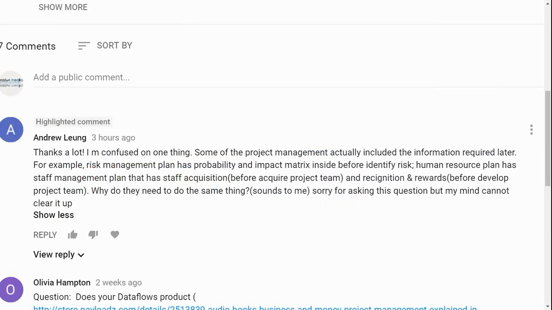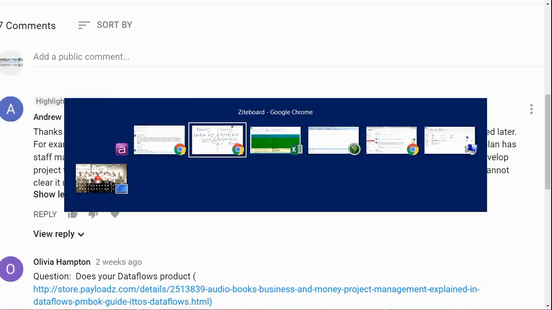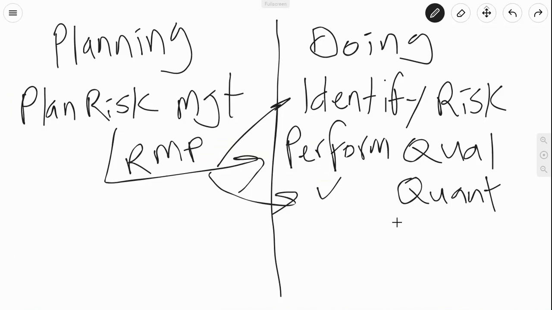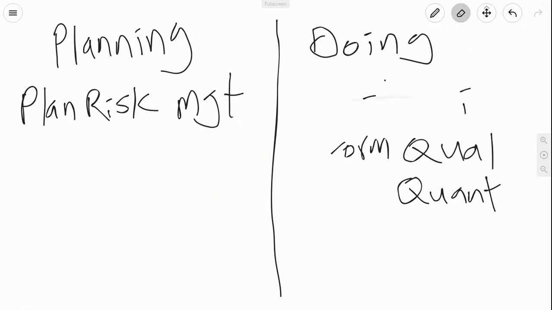Let's take the other one that you mentioned here. So here you say the risk management plan has probability and impact matrix inside. So we talked about that. Human resource plan has staff management plan that has staff acquisition, probably means staff release plan or the plans for acquiring the team. I get what you mean. All right. So if we take a look at that one as well, it's pretty much the same thing, Andrew.